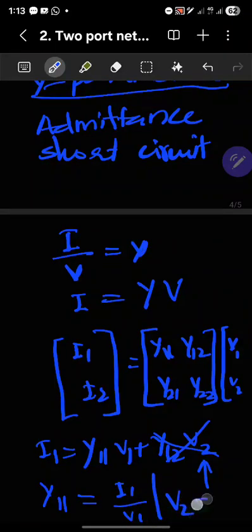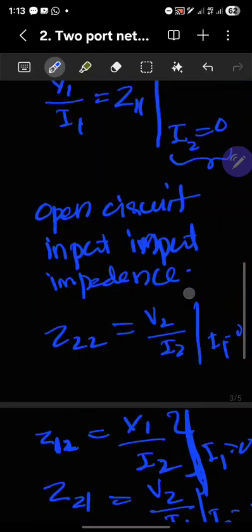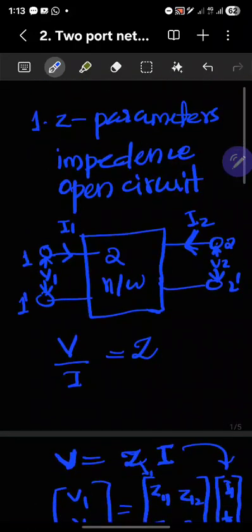What is the meaning of V2 is equal to 0? V2 is equal to 0 means we have to make the output impedance 0. How to make a voltage 0? Just short circuit. If you short circuit this, the voltage at this point will become 0.